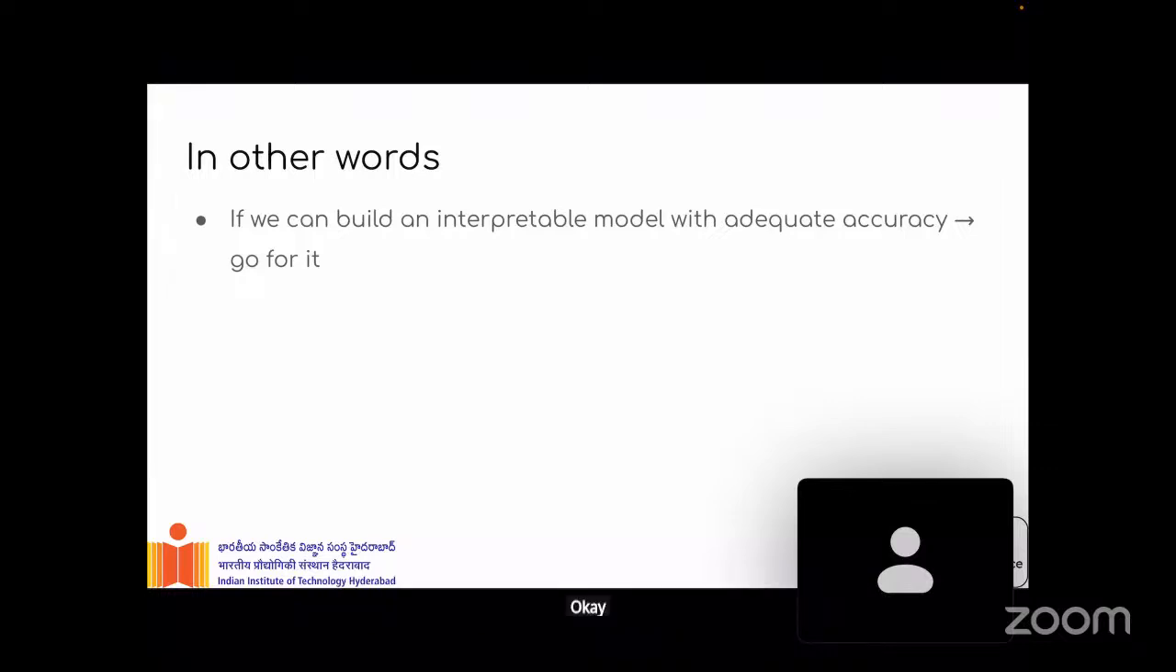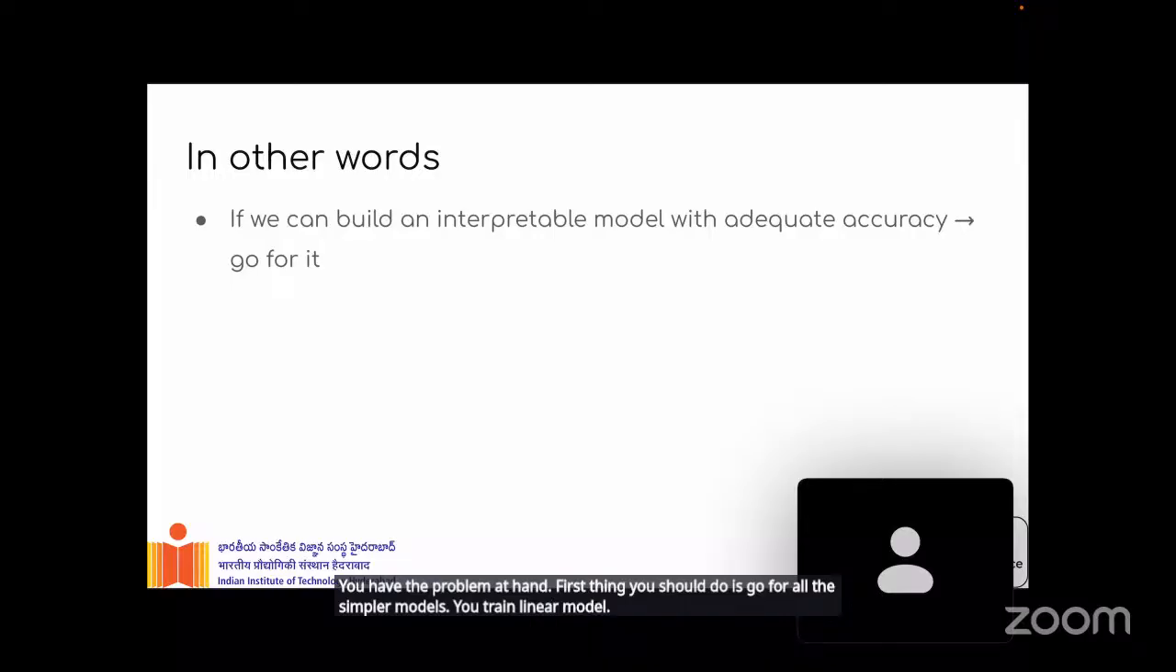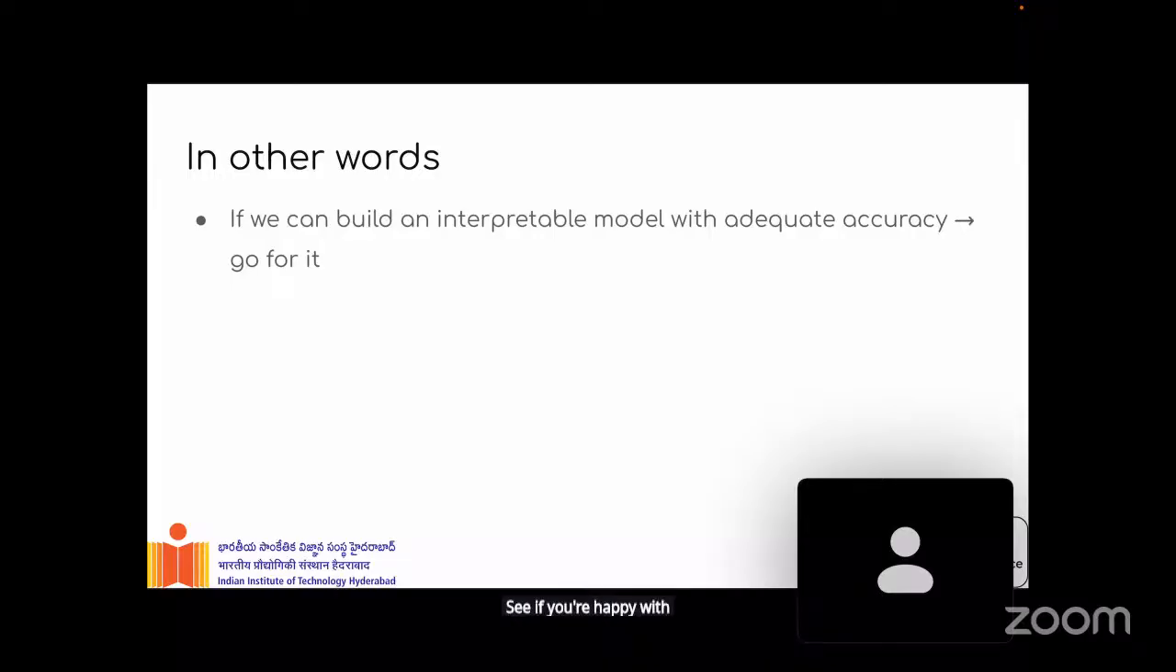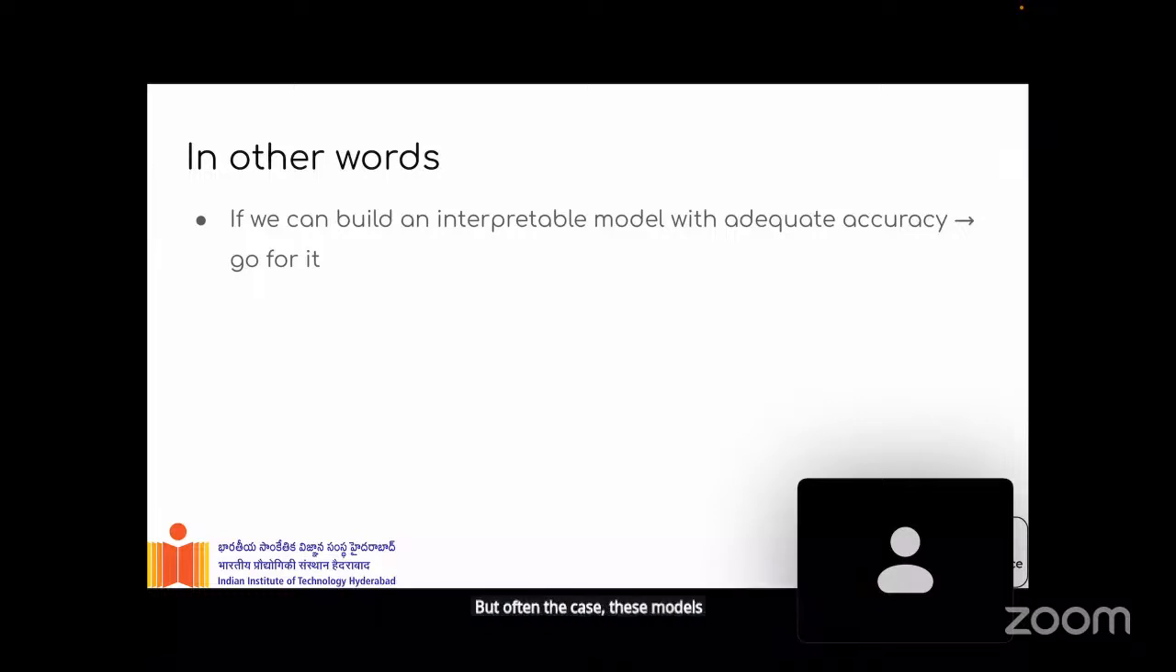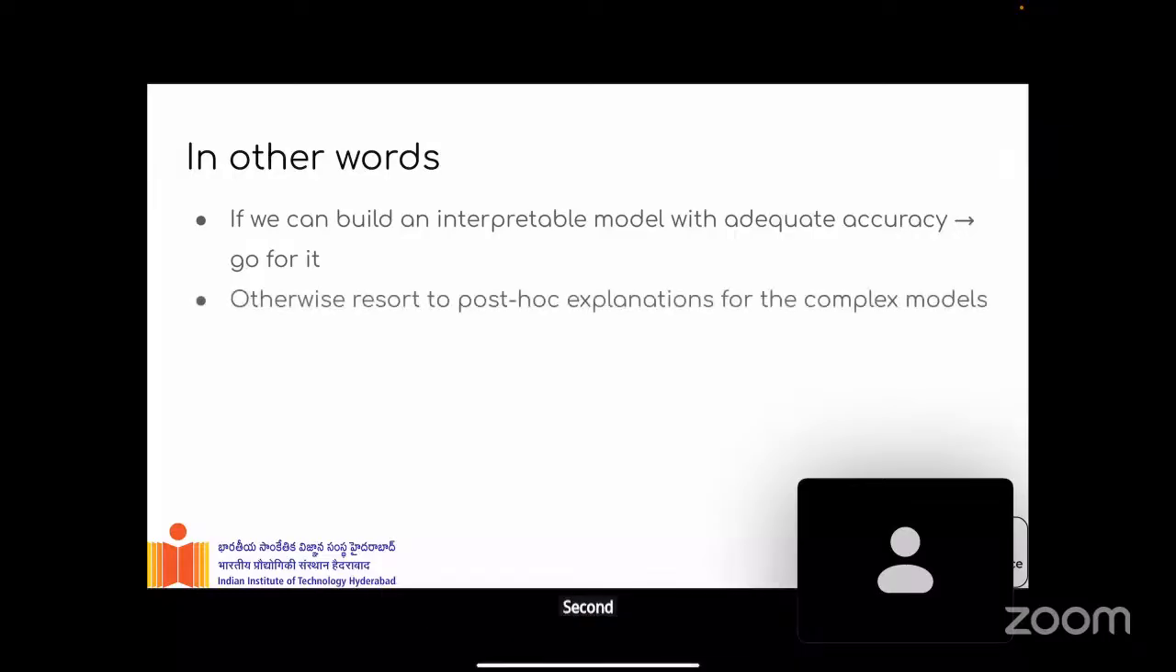But as I said, look at your problem. You have the problem at hand. The first thing you should do is go for all these simpler models. Train a linear model, train a shallow decision tree, and see if you're happy with the accuracy. If you are happy with the accuracy, that's it. You stop there. You have a model which is explainable, and the accuracy is also satisfactory to you. But often these models cannot perform to your satisfaction. That is why you have to take the second route: go for a sophisticated model, get the best accuracy you can get, then go for post hoc explanation.